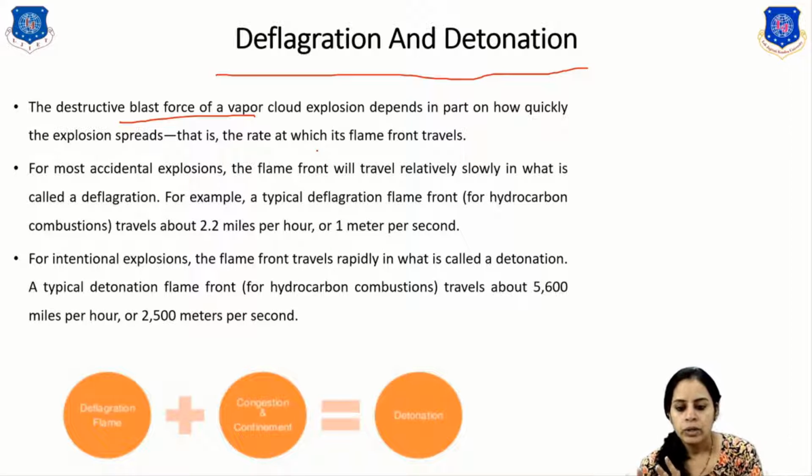Okay. Now, a deflagration flame plus congestion or confinement is called a detonation. It is a combination of these two, right?